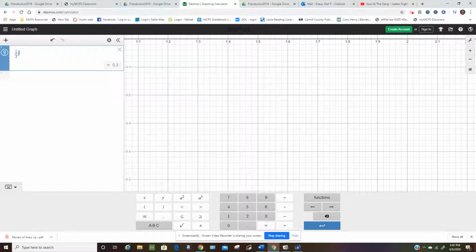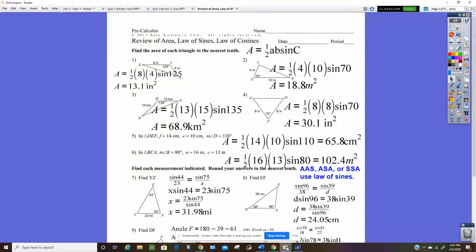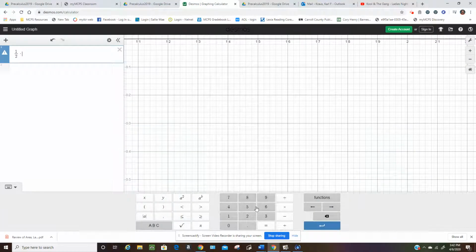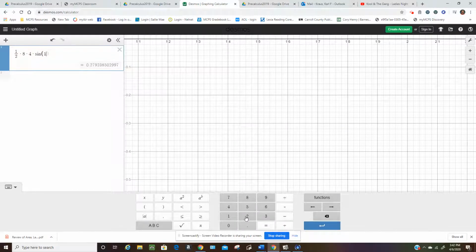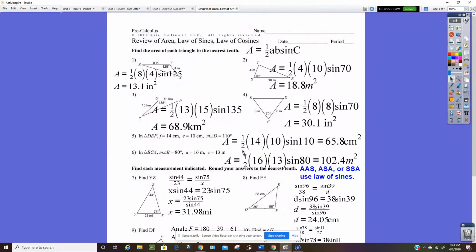Then you want to get the cursor next to the 1/2, so times, and then 8 times 4 times sine of 125. And here's the answer, 13.1. I go back to my worksheet, and sure enough, 13.1 square inches.